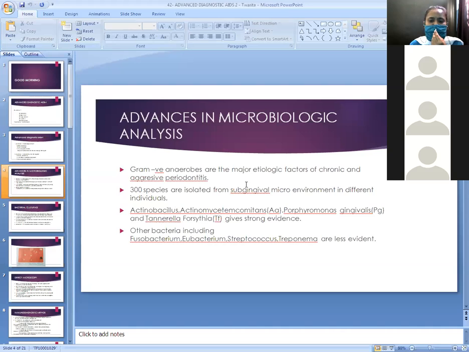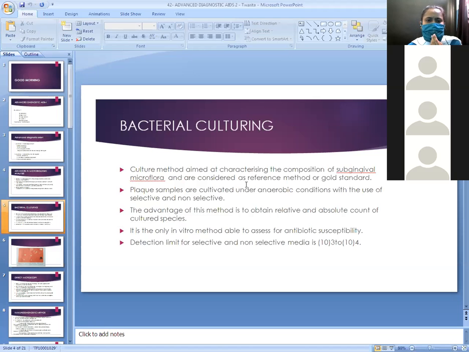So we take a plaque sample from the sulcus, and we can also collect the sample with the help of absorbent paper strips. In root canal treatment we use absorbent paper points. These points can also be inserted in the sulcus, and we can collect the sample and use it for culture. Other than that, we can use saliva also. We can use supragingival plaque also for culture, but for periodontitis, mainly we should use subgingival plaque.